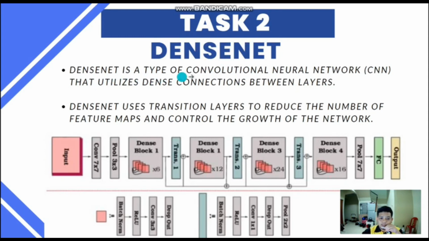Okay, for Task 2, DenseNet. DenseNet is a type of convolutional neural network, CNN, that utilizes dense connections between layers. DenseNet uses transition layers to reduce the number of feature maps and control the growth of the network. So this is an image of an example of DenseNet.